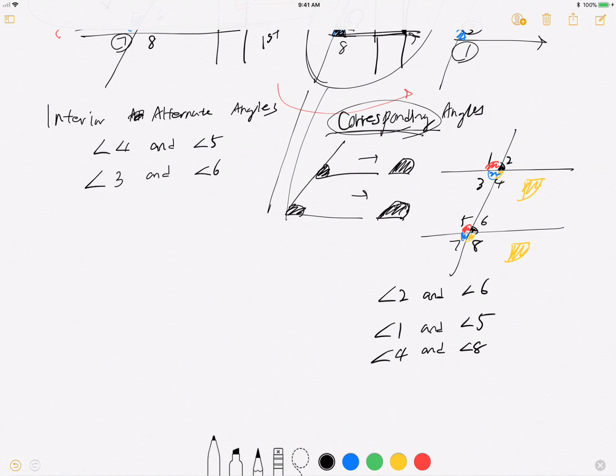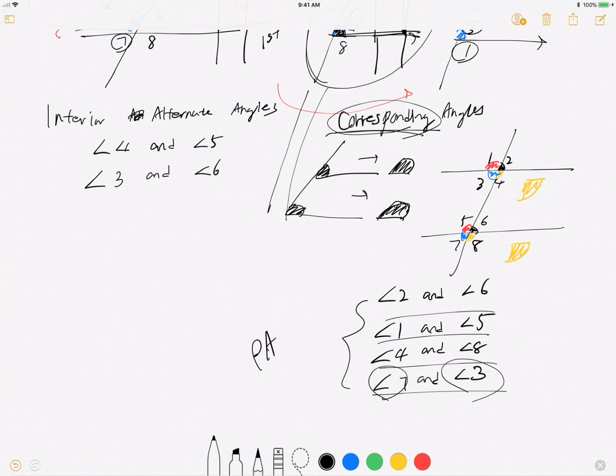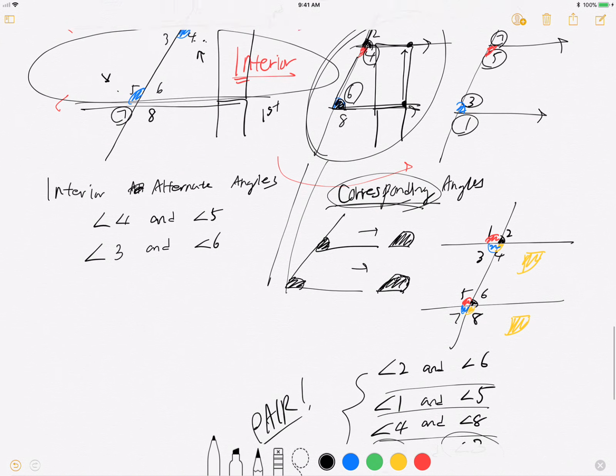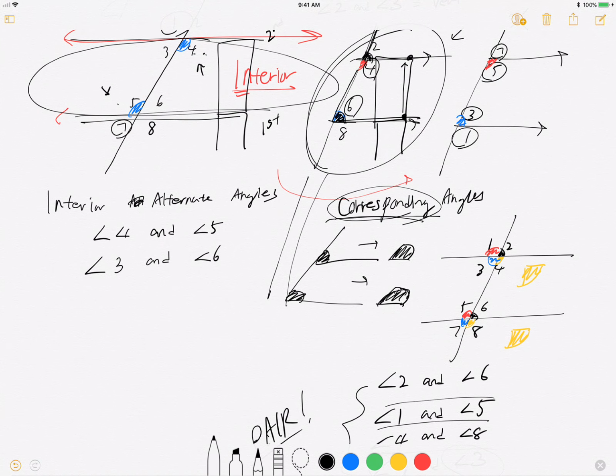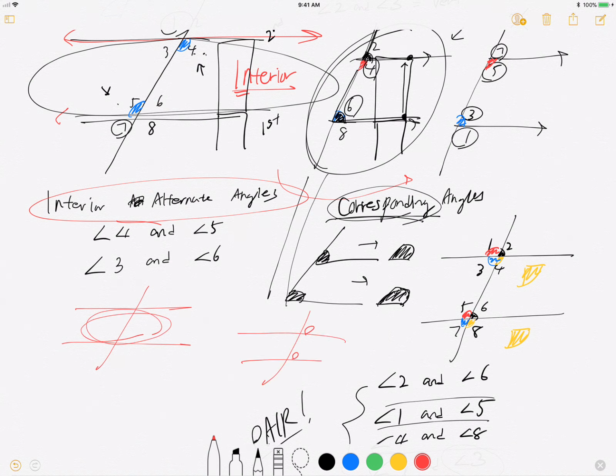So there are a total of 4 corresponding angle pairs. The order doesn't matter. You can write angle 3 and angle 7. It doesn't matter, right? As long as you have the pair, that's the same. A pair, okay? That means you need to give me 2. So that's a major difference between interior alternate, where you think of the tracks inside of it, and corresponding angles, which are the same position on 2 different levels. Okay? All right.